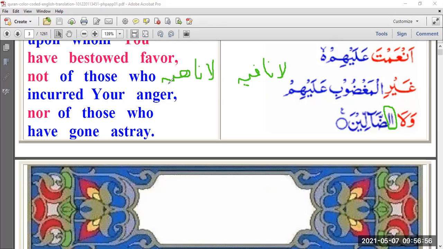Nahiya. Okay. Nafia means negating something, negation of something, negate something. And nahiya means forbid. Forbidden. Yes.